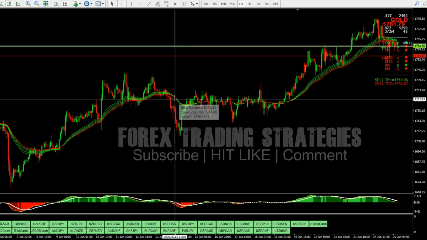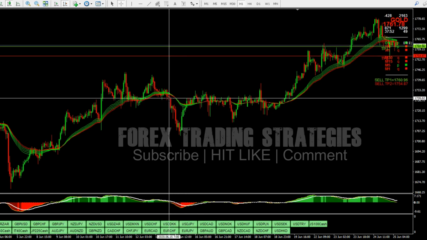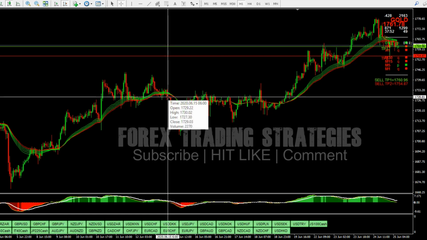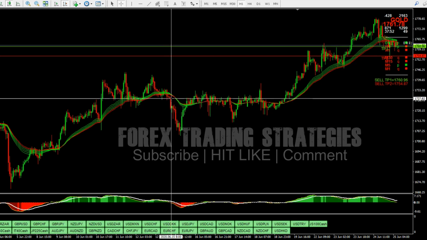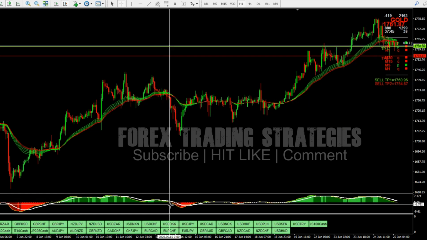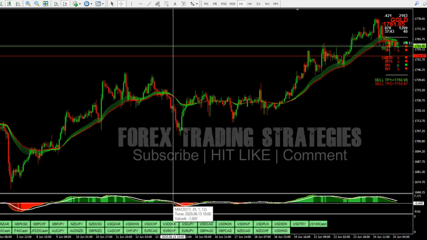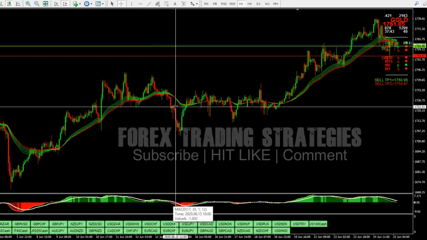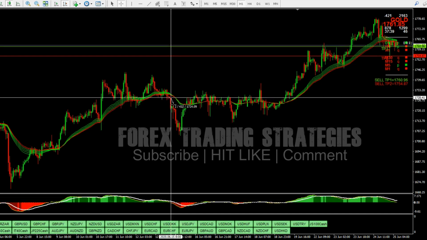Say here. 1, 2, 3. Enter. And my MACD below is showing me bearish momentum. Enter on the third candle.